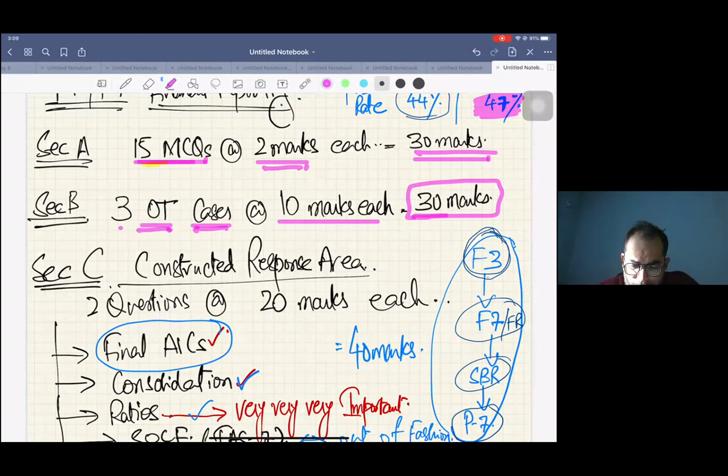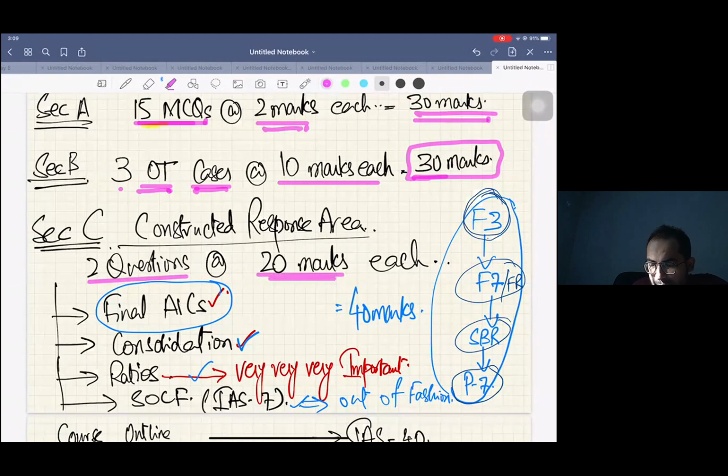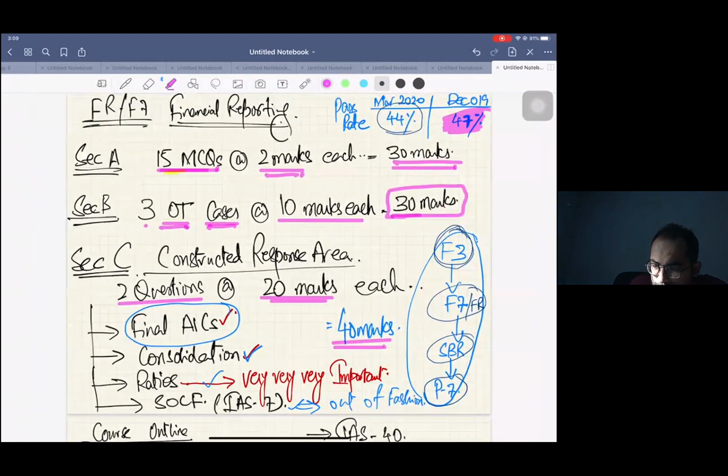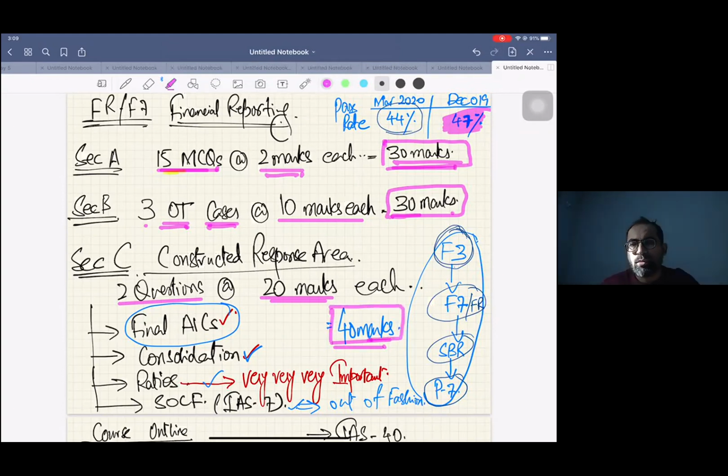Now, in section C, you will have 2 questions at the rate of 20 marks each. So that means 40 marks. Now see, 30 marks from section A, 30 marks from section B, and 40 marks from section C. This makes 100 marks total.